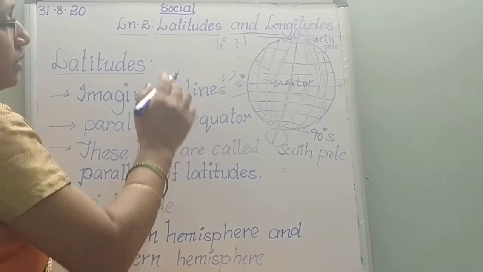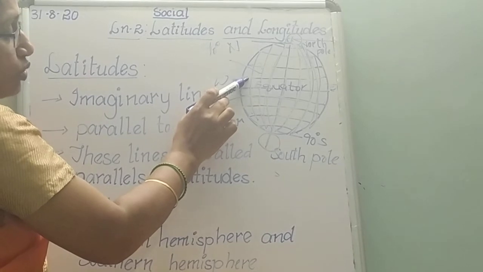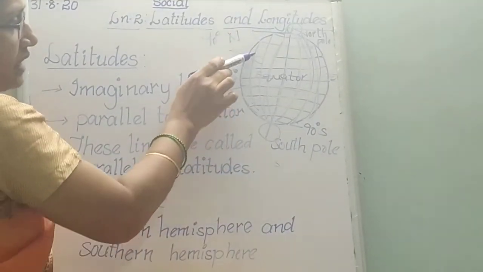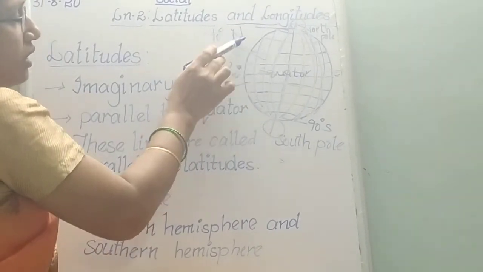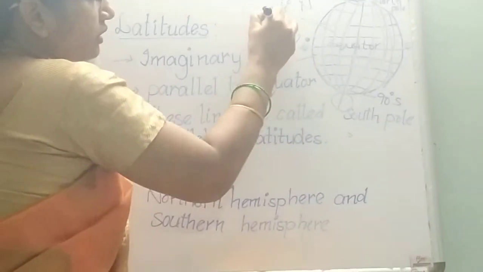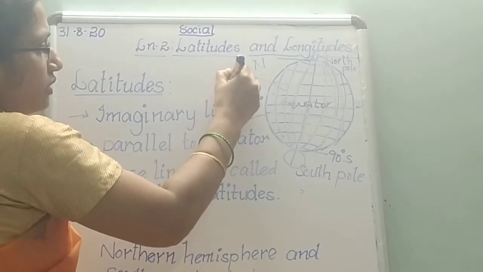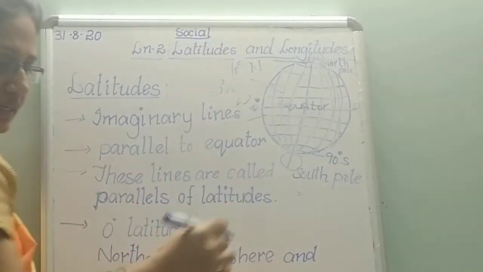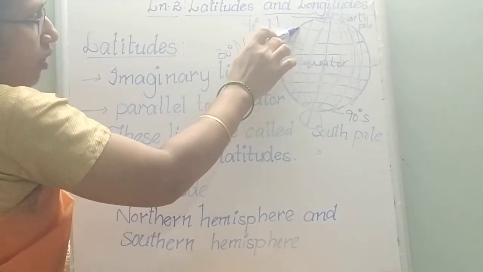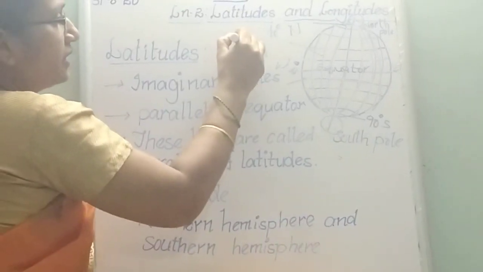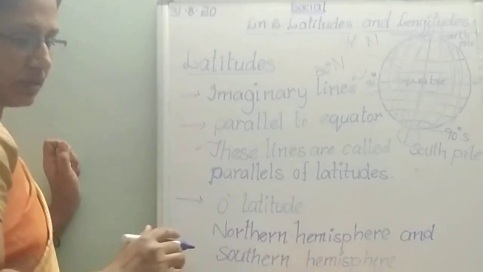Okay. The parallels to the north of the equator, these parallels are north of the equator. Here we indicate them with degrees north. How do we indicate them? 30 degrees north, or 60 degrees north, or 90 degrees north. So the parallels to the north of the equator are indicated with degrees north.